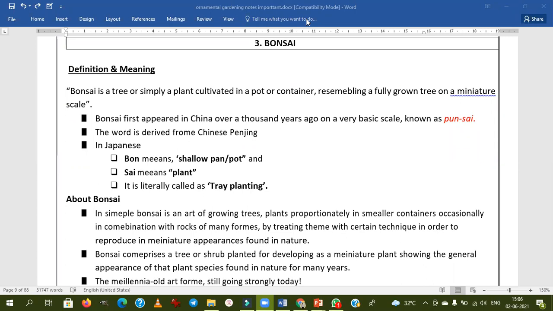I feel my audio is clear. My screen is visible now, right? Yes. Then we will proceed with the class.